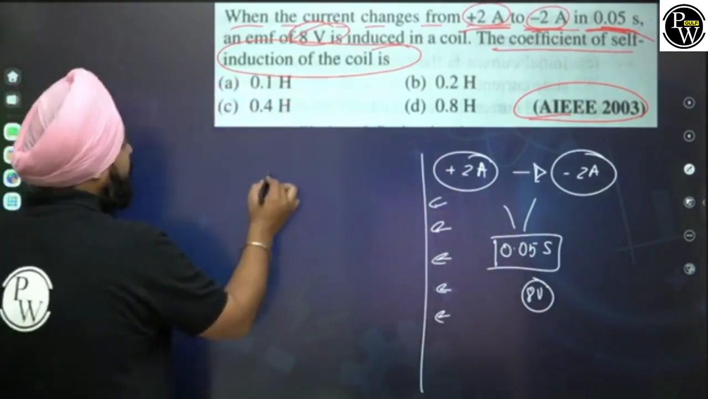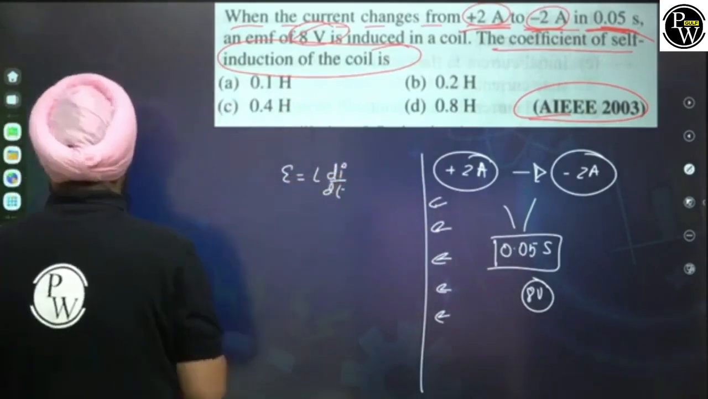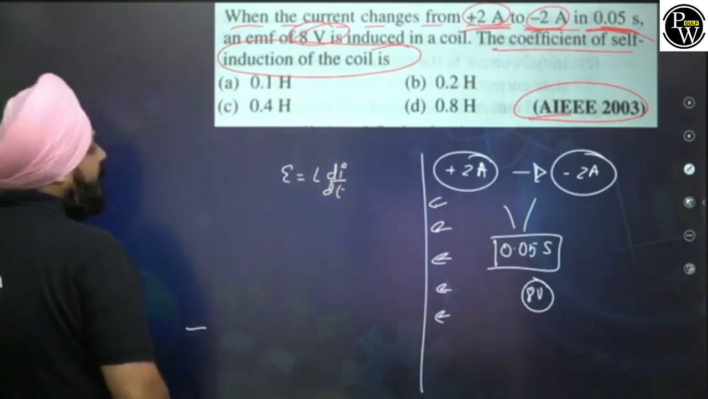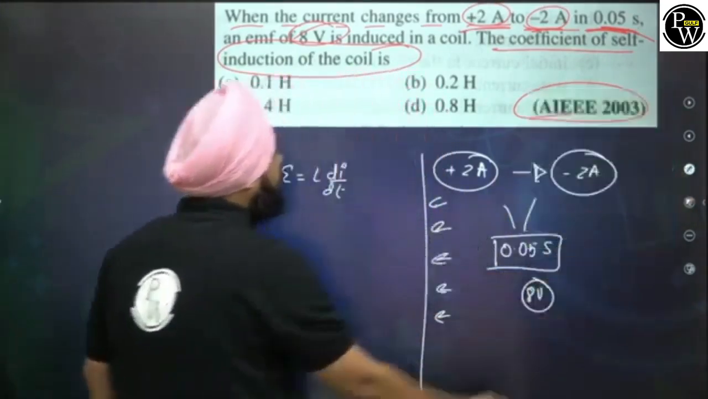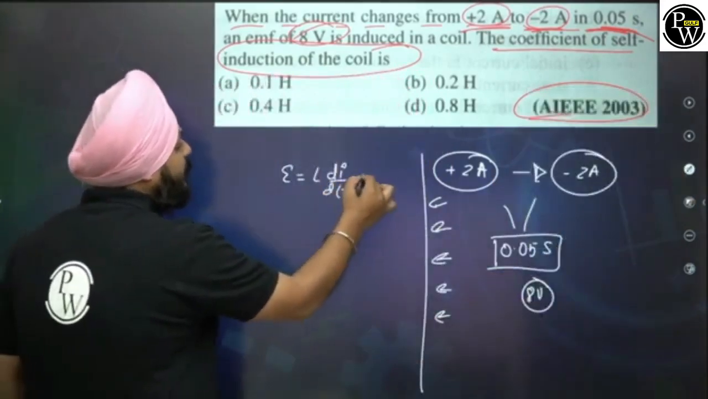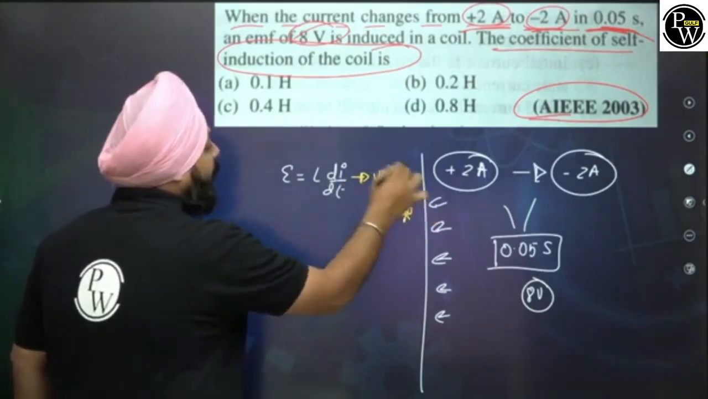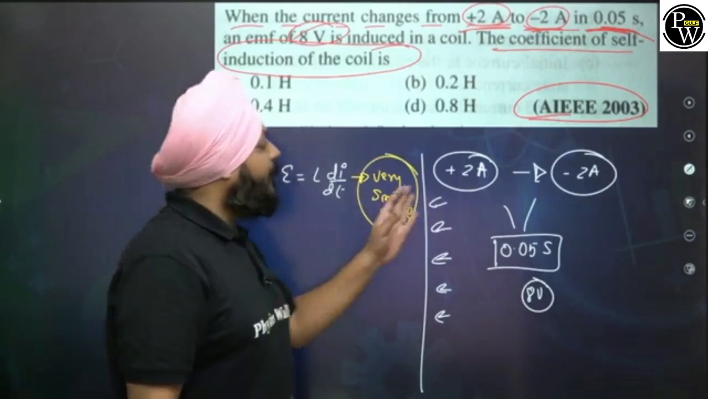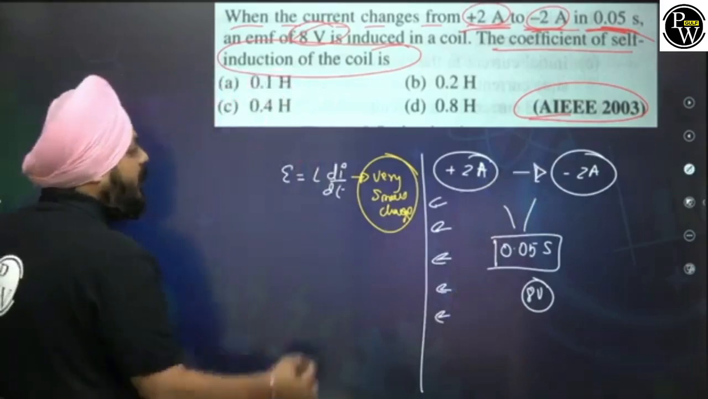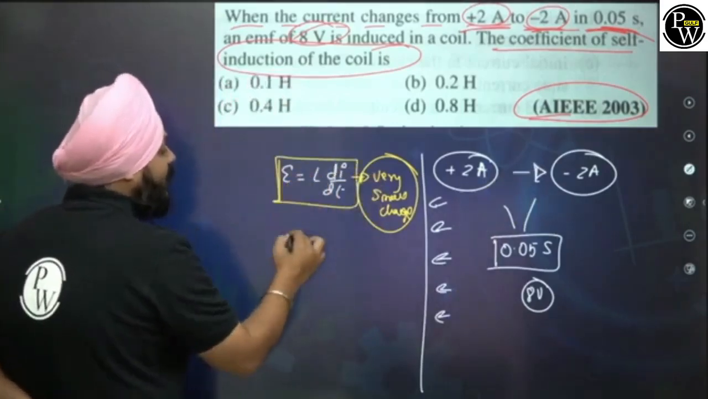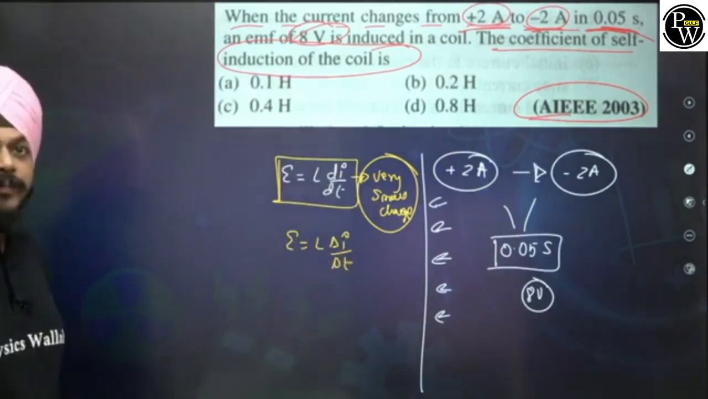So can I say that the self-induced EMF is L di by dt? Now we need to calculate the self-inductance of the coil. This formula is for a very small change, but you can see from this data we have a change of approximately 4 ampere within a small amount of time. For a large change, the formula is like this, delta I by delta T.